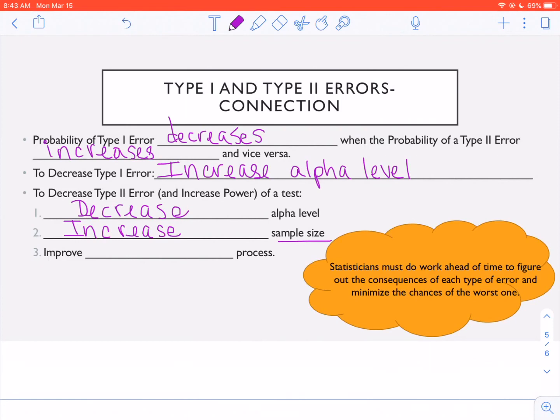Another way to do it is to improve your sampling process in general. If you didn't have a good way to sample, if, for instance, stratifying instead might be better, then you should do that to improve your sampling process. So statisticians must do some of this work ahead of time to minimize the consequences of the worst type of error for the situation.